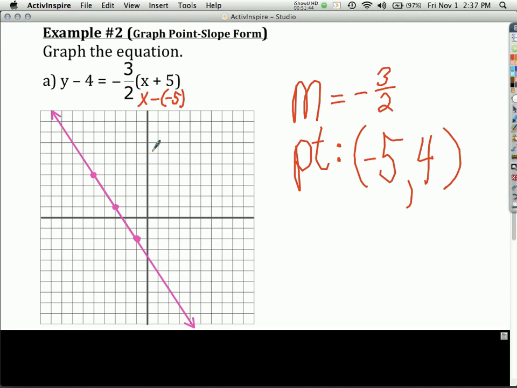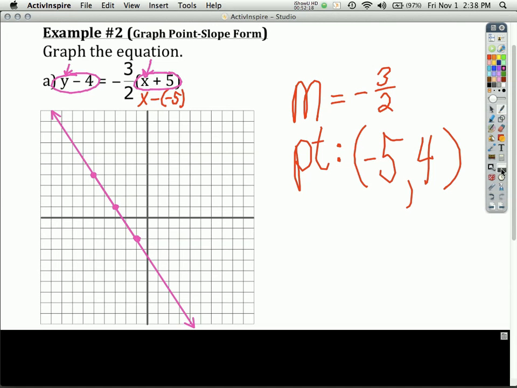Here's what I usually think of. What number would have to go here to make this a 0? -5. What number would have to go here to make that a 0? And so those are the coordinates. Okay? It does get tricky, and that's where most of my students are going to make mistakes. Okay? Comments or questions?